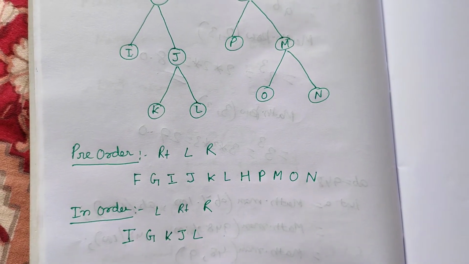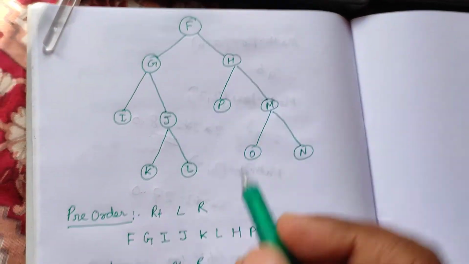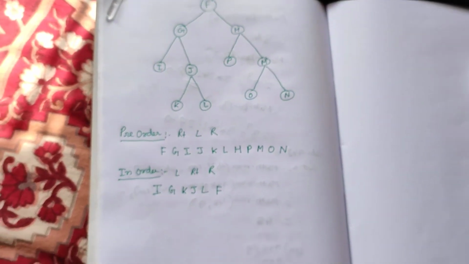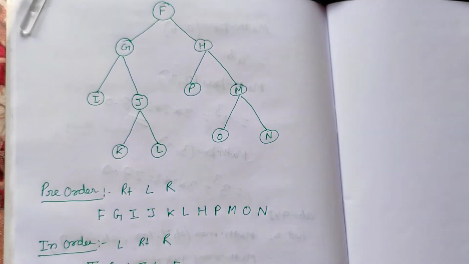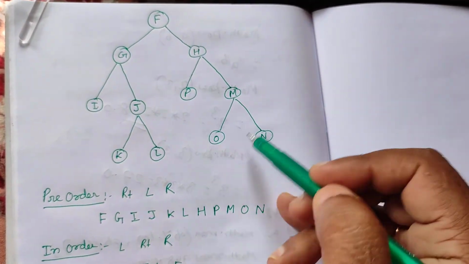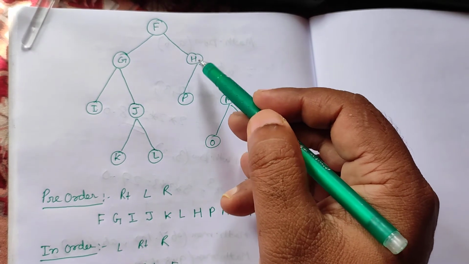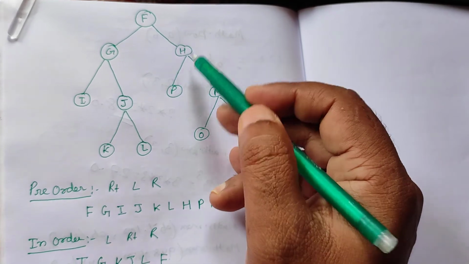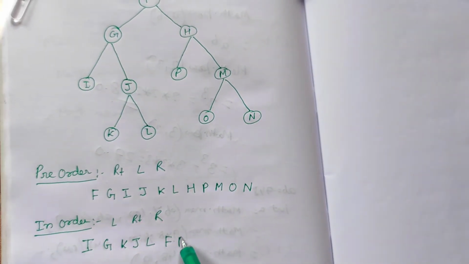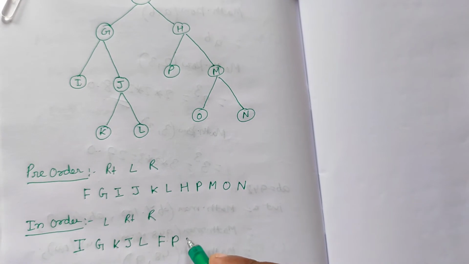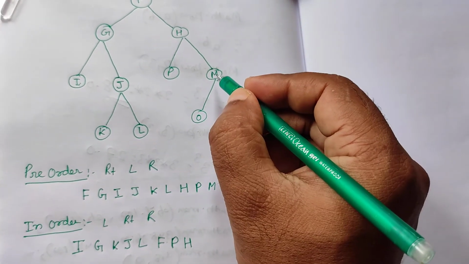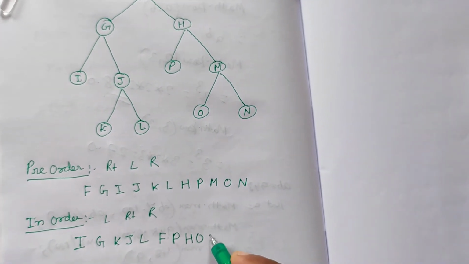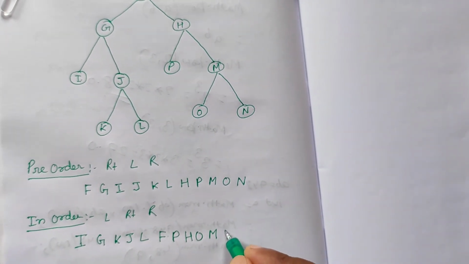That means our left part is over. Now we will write the root, that is F. After this, we will check our right part. This one is right part, so this is the rightmost root we have. Then we will get the left part of this, P. P is the left of H, we will write here P. Then we will write root, that is H. Then right. M is having left part, so first we will write O. Then root M, and lastly right N.